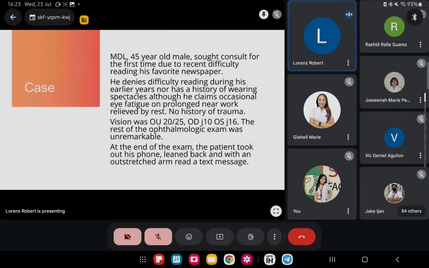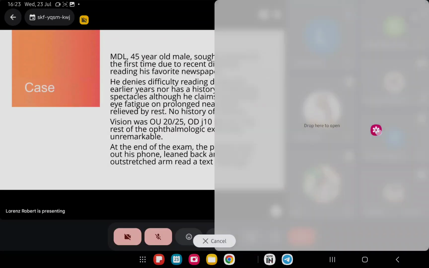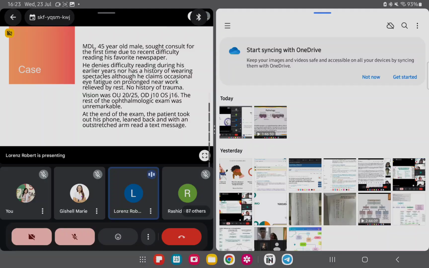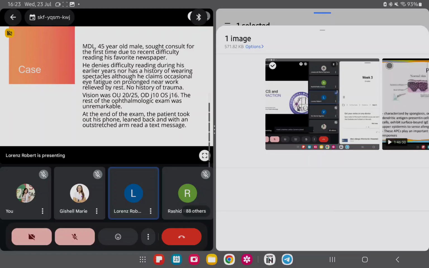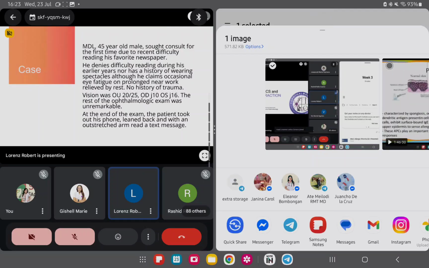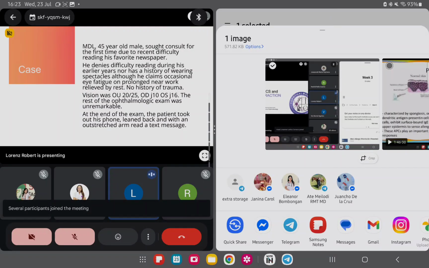Fatigue. Vision was 20/25 on both eyes, and then J10 on the right, and then J16 on the left. The rest of the evaluation was unremarkable. At the end, the patient took out his phone and leaned back with an outstretched arm to read a text message.